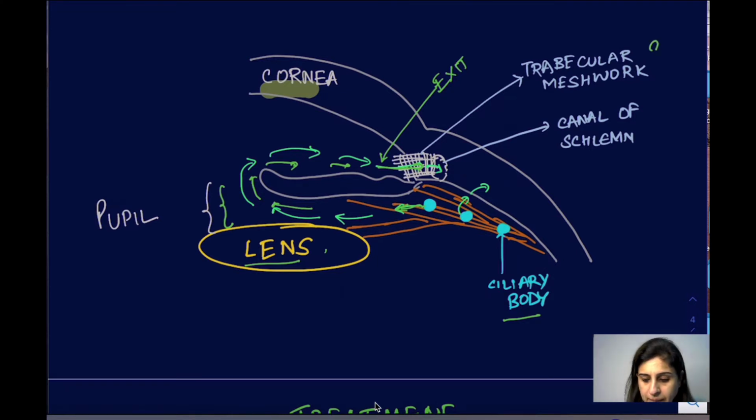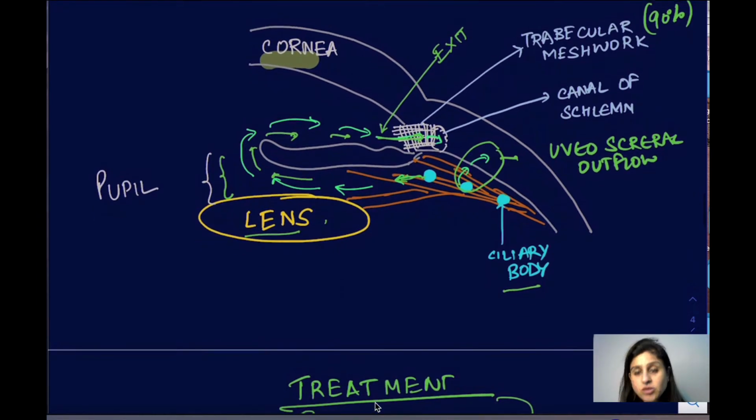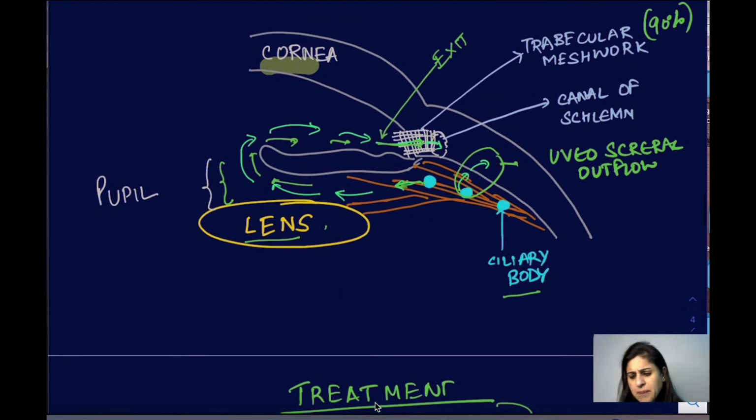So 90% of this aqueous humor gets drained through the trabecular meshwork. A very small amount drains in this direction. This is the sclera. This is the uveoscleral outflow. In fewer cases, mostly 90% is through the trabecular meshwork, just 10% is via the uveoscleral outflow.